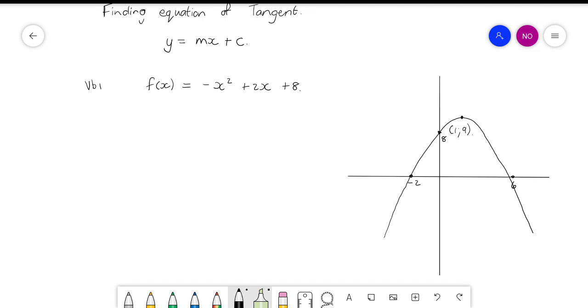On a quick side note, remember you can now use first derivatives to find the turning point.